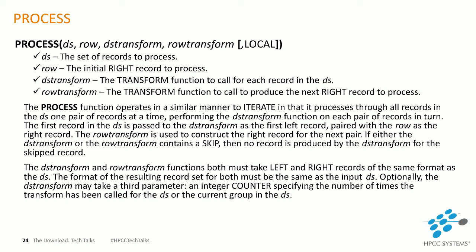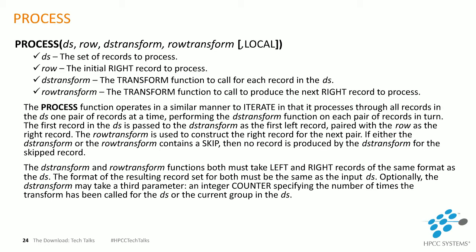So process helps us overcome that limitation. Process starts with, again, a set of records, and this parameter here is a DS parameter. It then has a second parameter of the initial right record. And here's the first thing that you have to change hats on when you go from iterate to process. When you go to process, the left record is always the active record, not the right record.